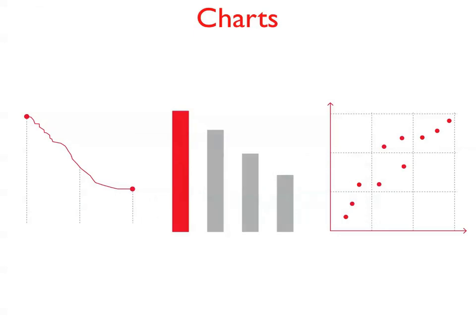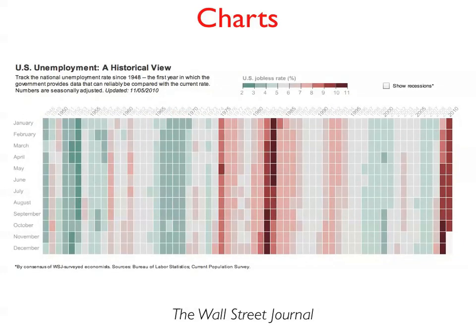Statistical charts have come a long way since they were created by William Playfair, a Scottish economist and engineer, at the end of the 18th century. Just take a look at this interactive graphic by the Wall Street Journal. You can easily find it on the internet if you search for its headline, U.S. Unemployment, a Historical View.